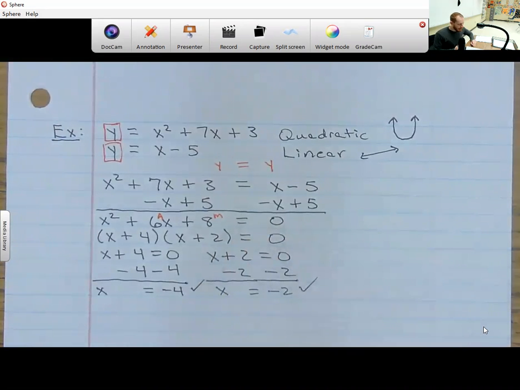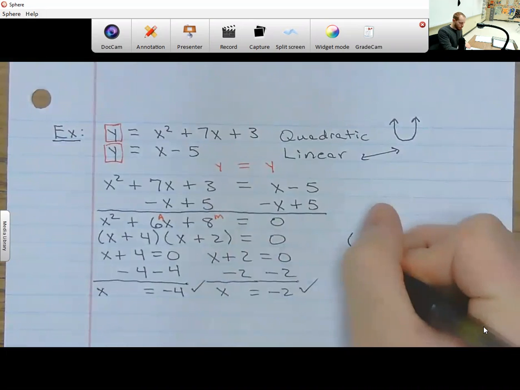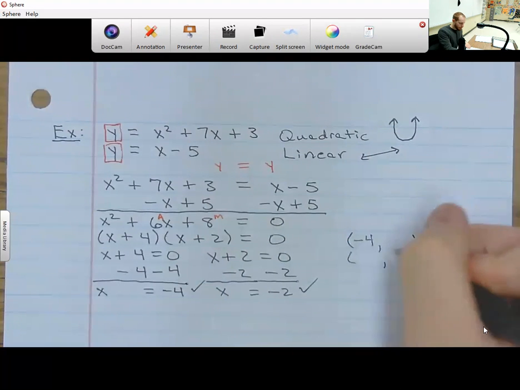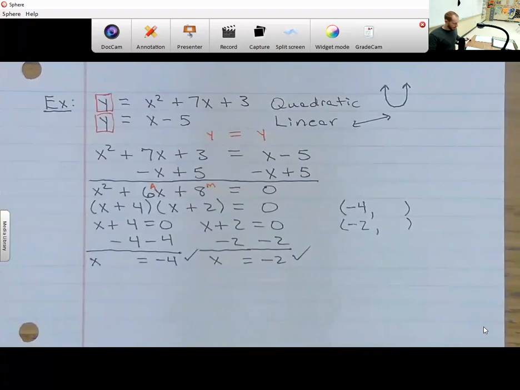Good. So now I know what my x values are. When I do my ordered pairs, I'm always going to put the x value first, no matter what. So I'm going to have a negative 4 right here and a negative 2 right here. And I still need to figure out what my y values are, right? Okay. So which equation am I going to plug back into? The top or the bottom? This one or this one?